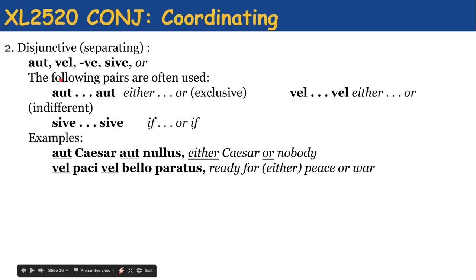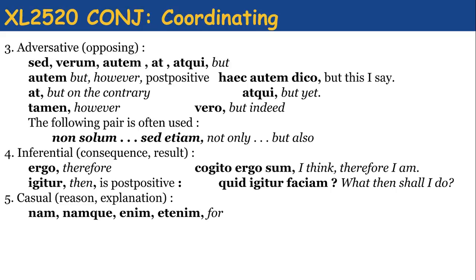You'll also see disjunctives. These are what you'll see more often on the Latin 3 exam. Aut, vel, ve, or sive. Aut, either or. Well, we've seen that already. Vel could also mean either or. Sive, if or if. Aut, vel, ready for peace or war.